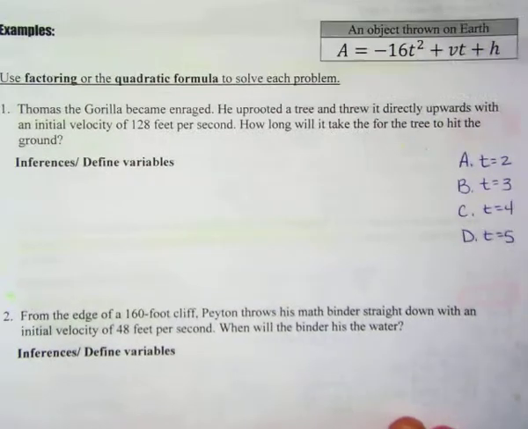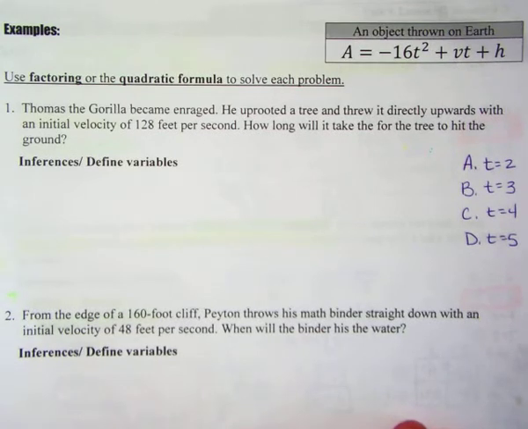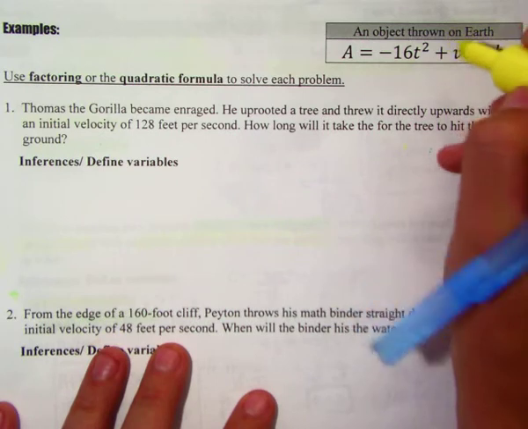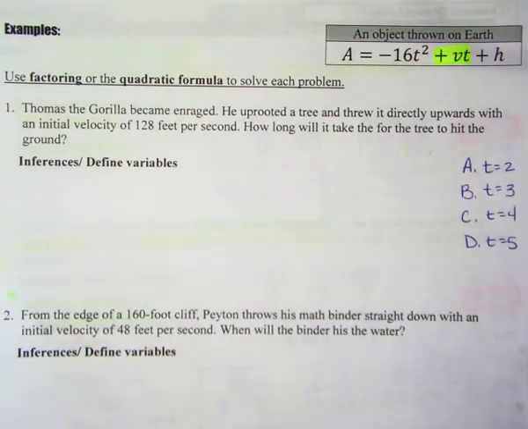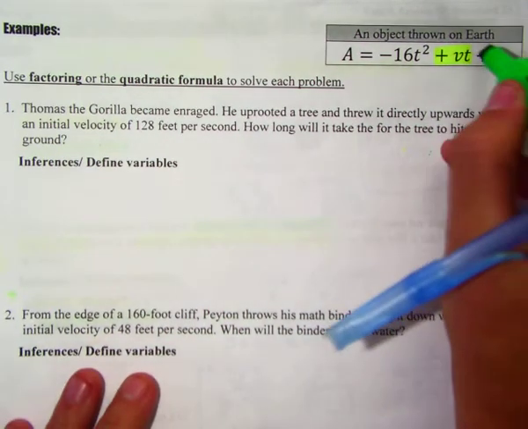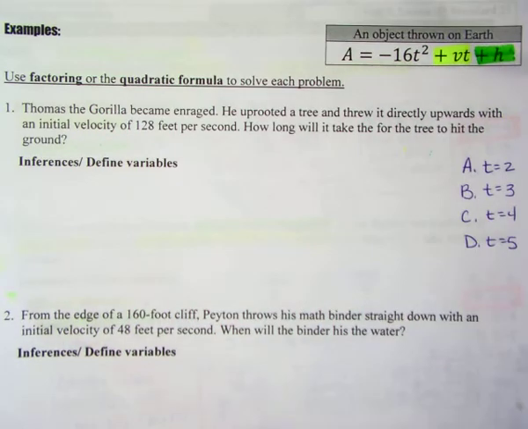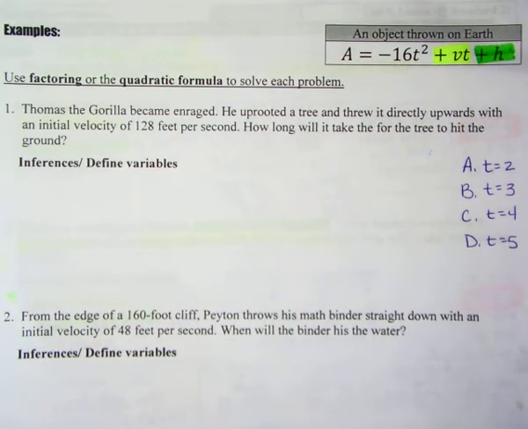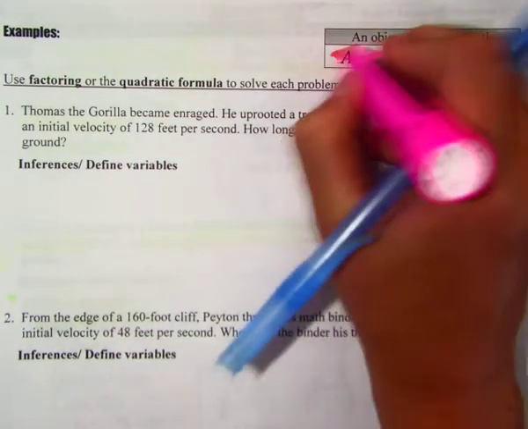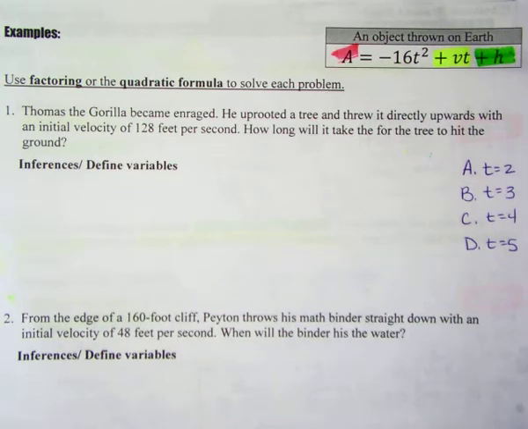First, we have to define our variables, then we can substitute into this equation. I'm going to always highlight something that has to do with velocity in yellow, something that has to do with height in green, and then my altitude, we'll make it in pink. Okay, so here we go.